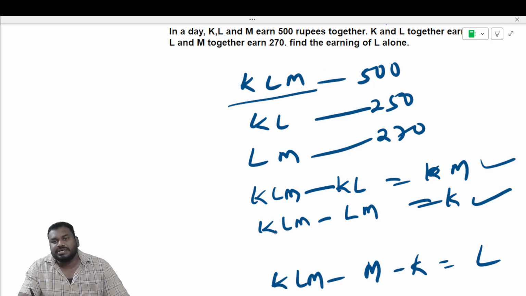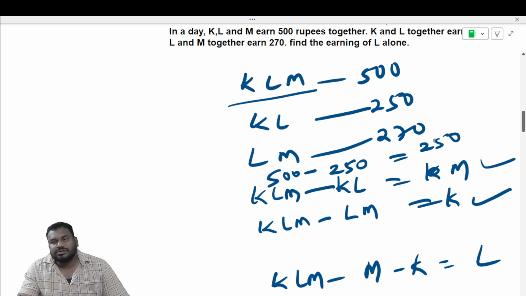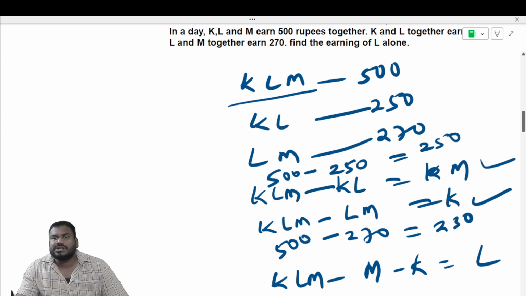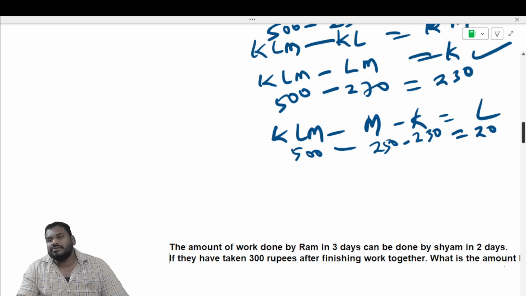KLM is 500. 500 minus KL is 250, so this is equal to 250. Again, KLM is 500 minus LM is 270, so this is equal to 230. Now 250 minus 230 is equal to 20. From KLM I subtracted 250 and 230. So the L value is 20.